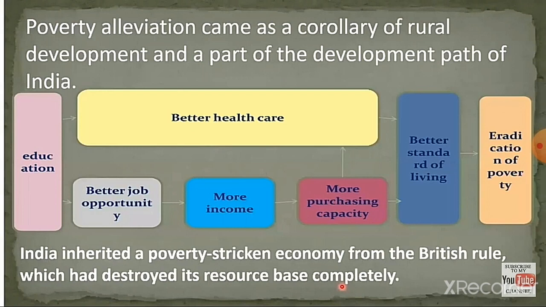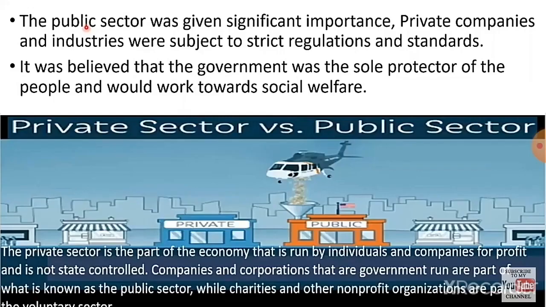Next, better standard of living, then eradication of poverty. India inherited a poverty-stricken economy from the British rule, which had destroyed its resource base completely. Next, the public sector was given significant importance. Private companies and industries were subject to strict regulations and standards. The private sector is a part of the economy that is run by individuals and companies for profit and is not under state control. So the private sector is run by individuals, not by the government.